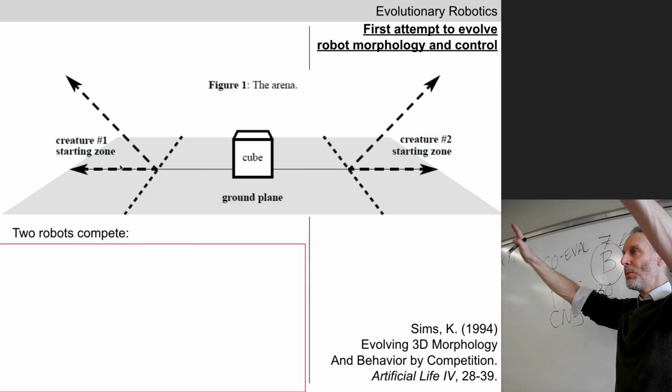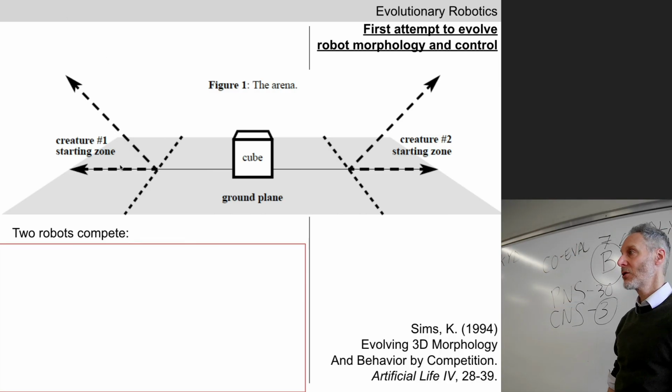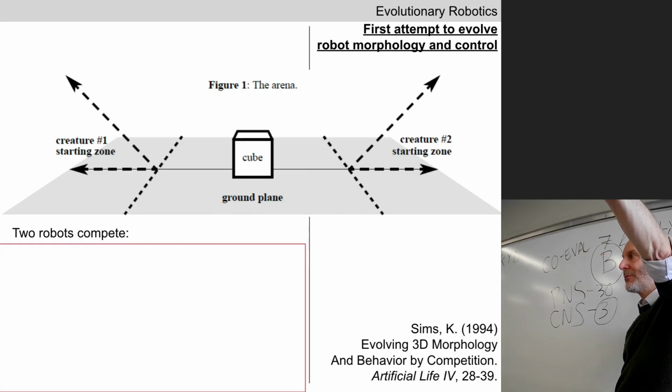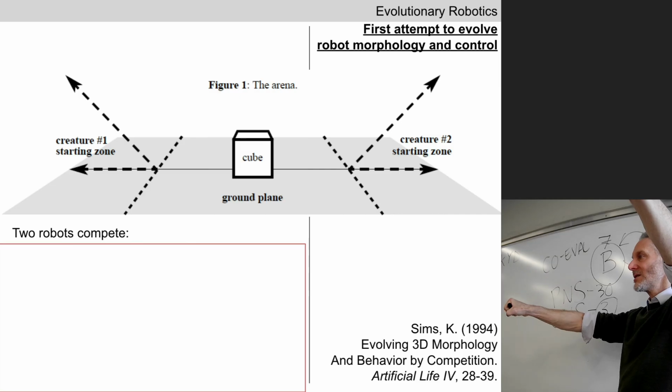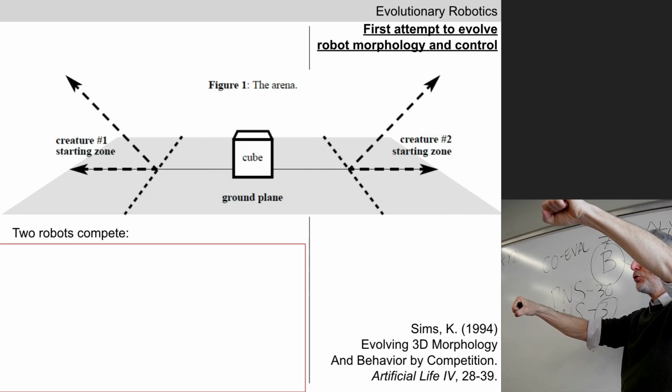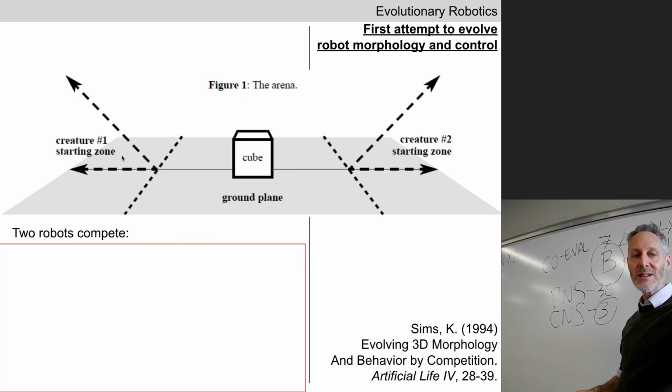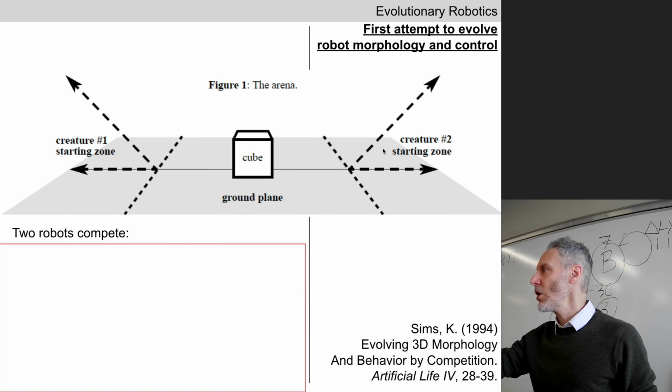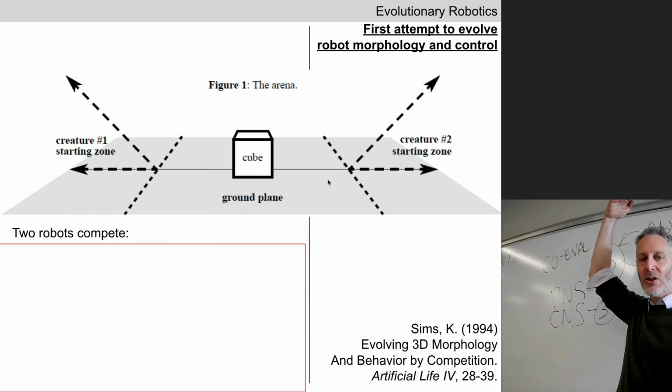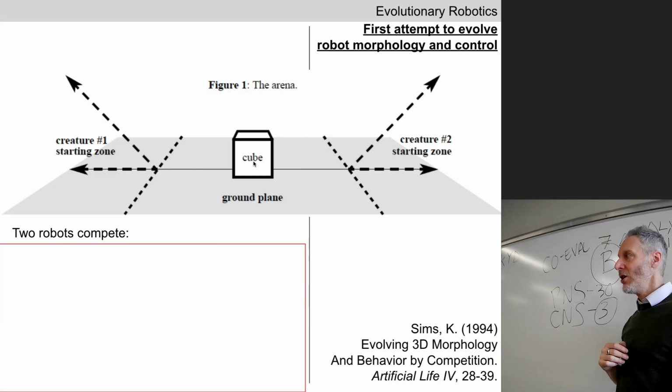We create 2 populations of random graphs, random genotypes. We pick one genotype at random from one population, one genotype at random from the other population, create the corresponding 2 phenotypes, place phenotype 1 over here, phenotype 2 over here, and they're placed in this weird starting zone, which has this diagonal up here. So you might have seen it in the video, yet another example of perverse instantiation.